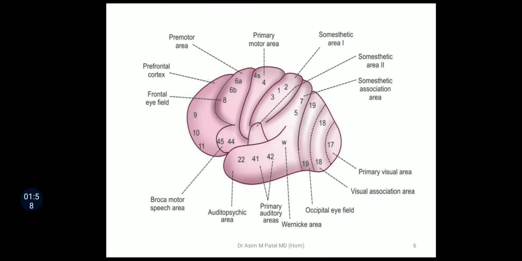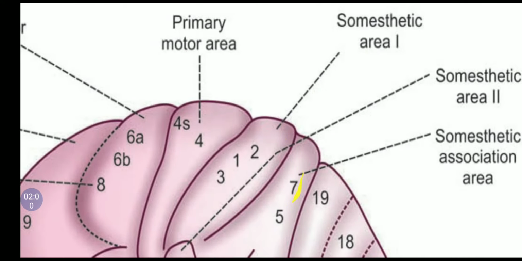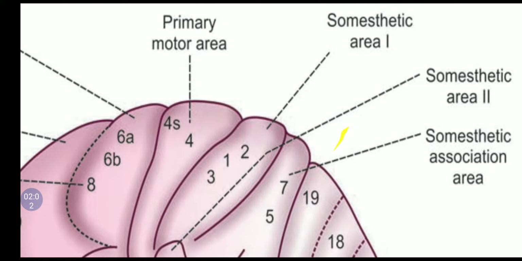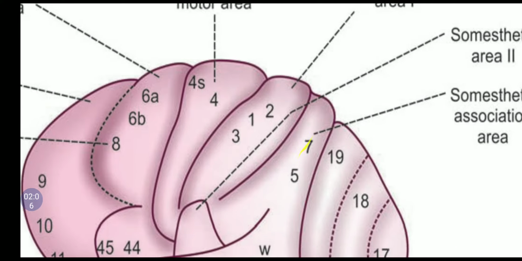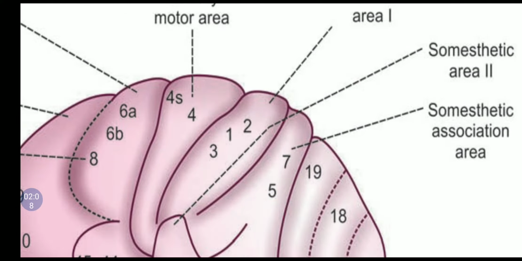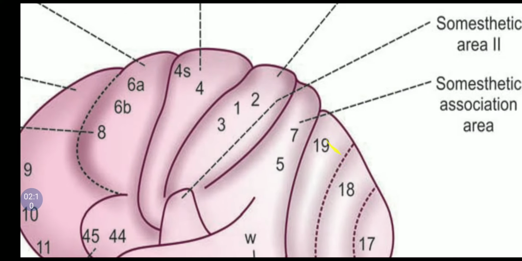Here in this diagram you can see somesthetic area 1. In this there are three areas, 3, 1 and 2. The anterior part is area 3 and posteriorly there is area 1 and 2.